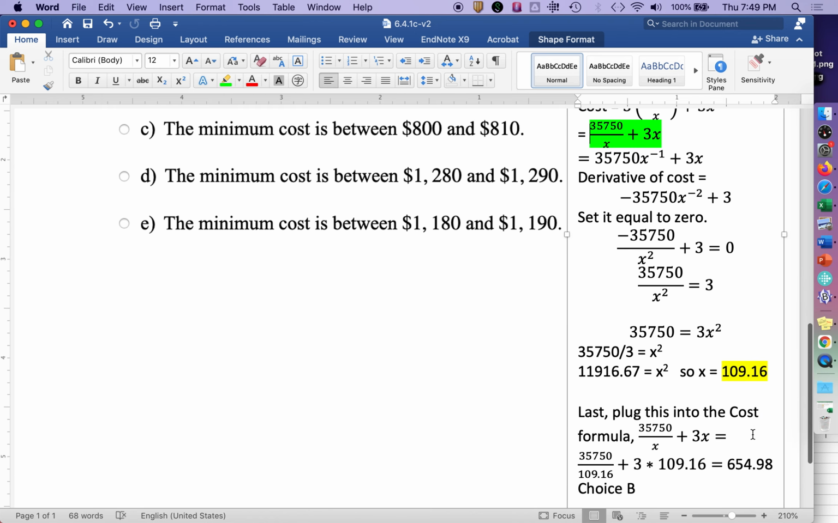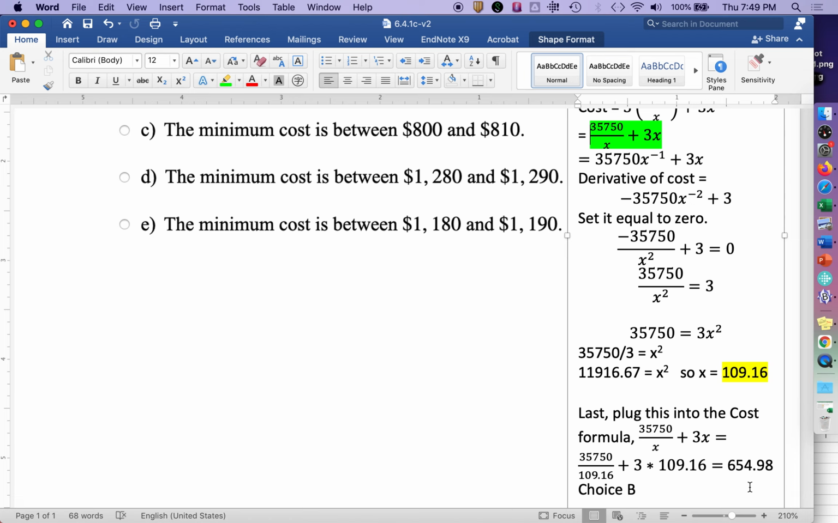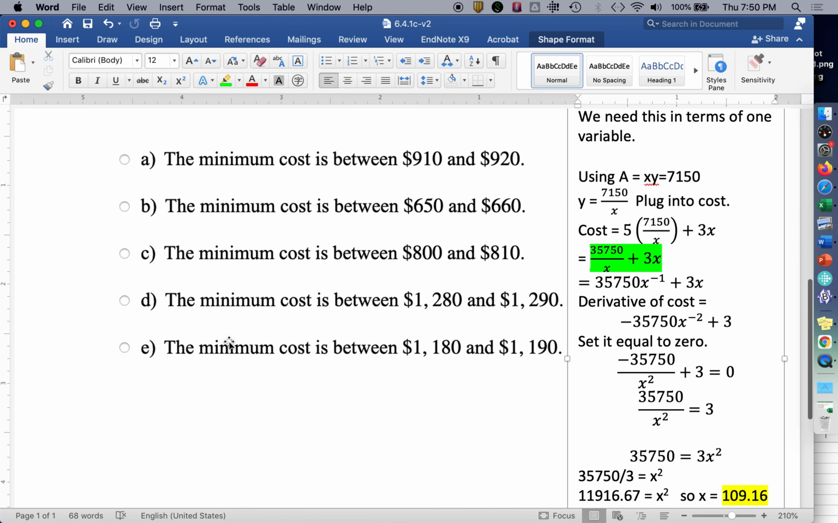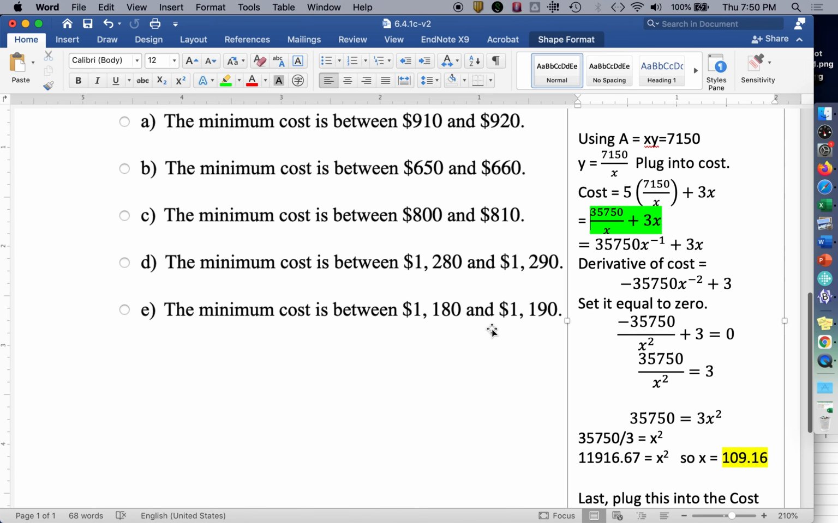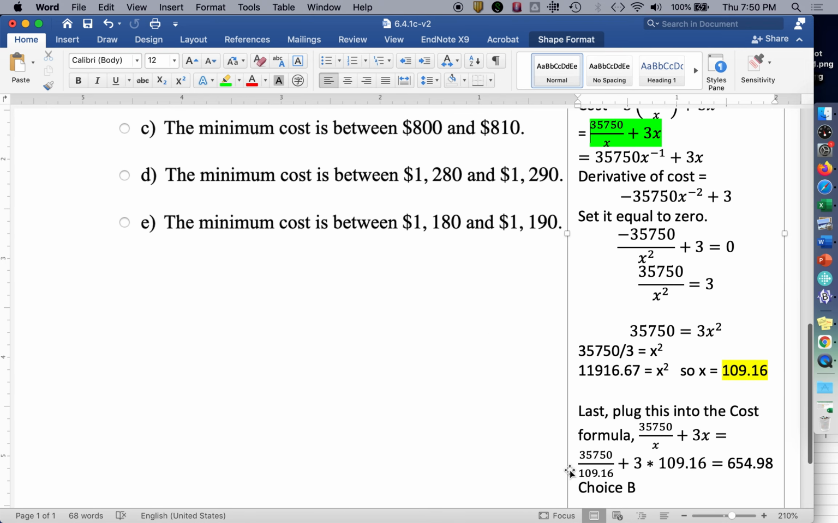Okay, if I do that, I get 654.98. And 654.98 is between, if you look at all your choices, it's not between 910 and 920, it's between 650 and 660, so that is choice B. Okay, so just to show you that again, I did 35,750 over 109.16 plus 3 times 109.16, and that gave me choice B. Now I'm going to go check that.